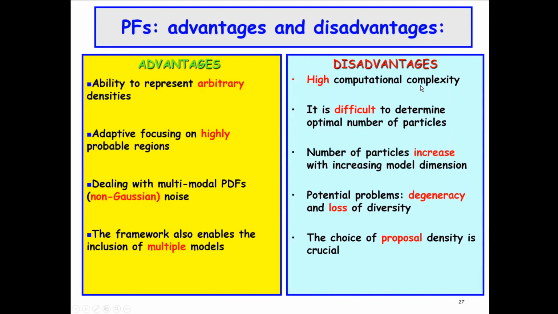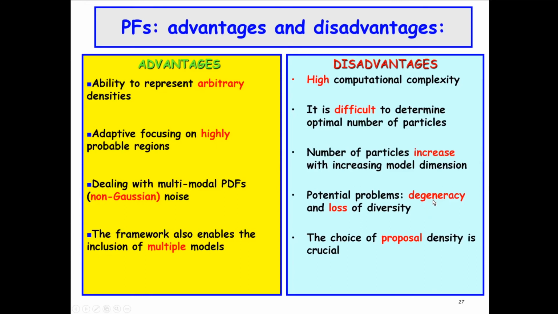The disadvantage, obviously, is high computation, because at every point in time, instead of getting an estimate of X, we're getting its posterior distribution, and then we can infer the statistics about X. It's difficult to determine the optimal number of particles to use. You guess and try it. The number of particles increases with increasing model dimensions. So you can see if I use 100 particles, now I have 10 states, I've got 1,000. So it multiplies very rapidly.